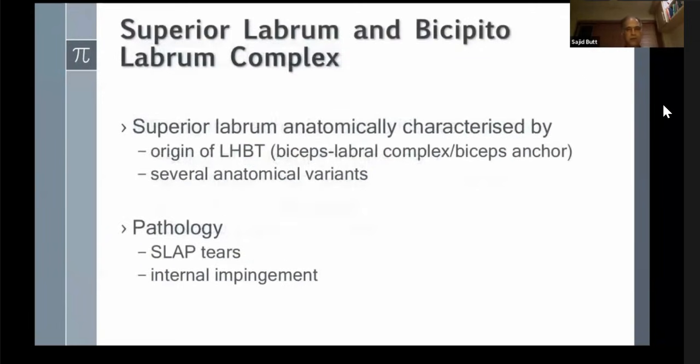Now I'm coming to the final bit of my talk, which is the superior labrum and the bicipital-labral complex, the so-called SLAP lesions. SLAP stands for superior labrum anterior to posterior tears. So I'm going to be mainly covering the SLAP injuries and the concept of internal impingement. So till now, we've done two impingements in the shoulder. We did the subacromial impingement, which is also called the external impingement. Then we covered the subcoracoid impingement, which was the coracoid index and the coracohumeral space from the front. And now, towards the end, we'll discuss the internal impingement.